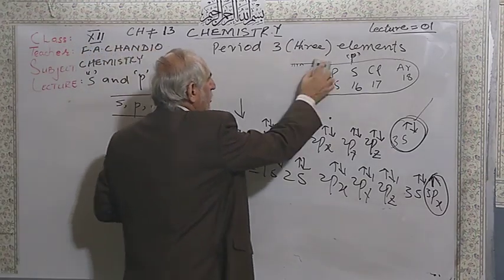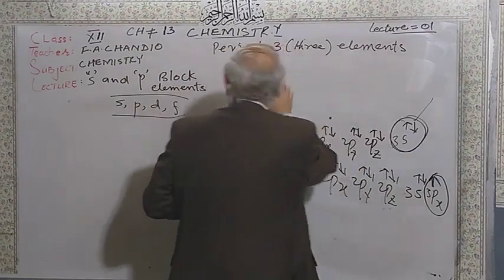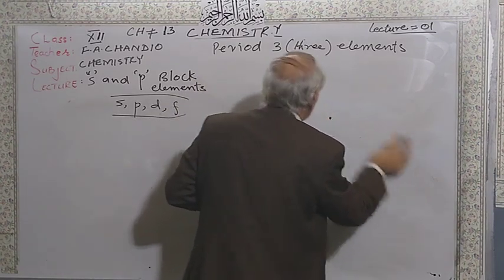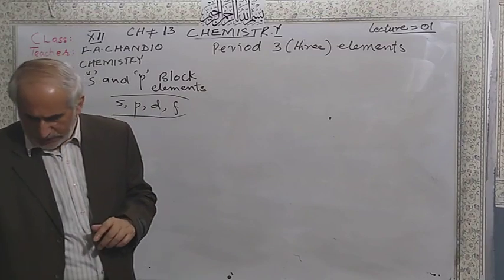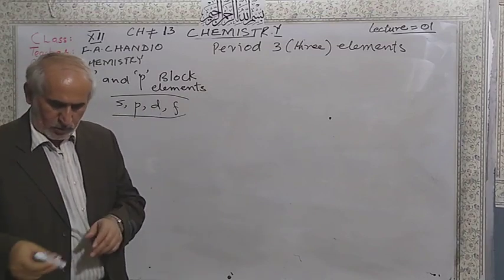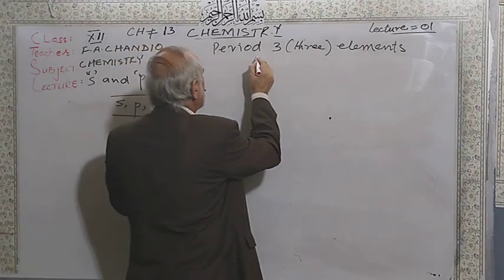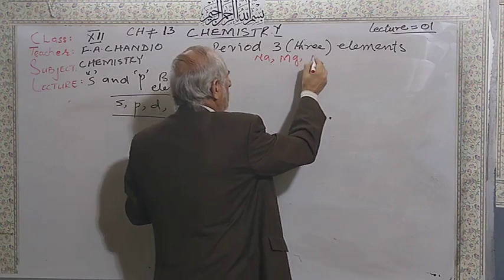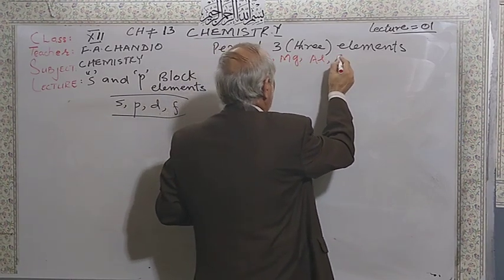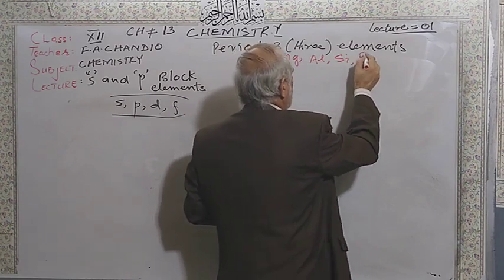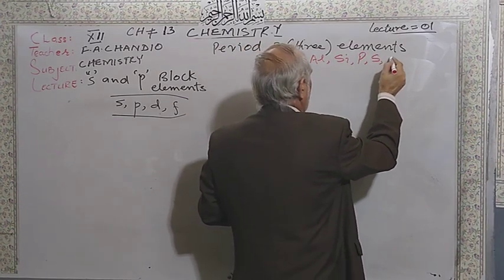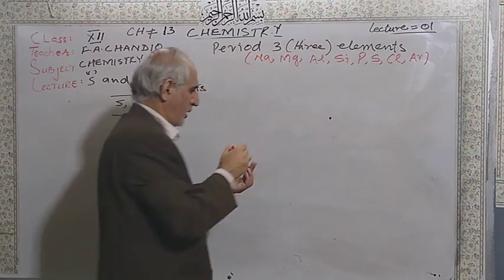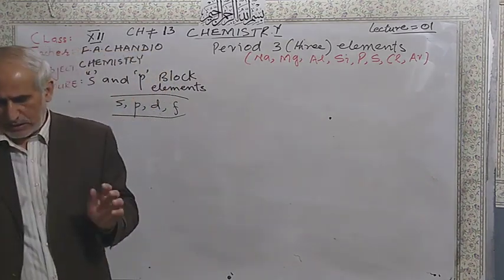We are talking about the period 3 elements. Period 3 elements means I'm writing here sodium, magnesium, aluminium, silicon, phosphorus, sulfur, chlorine, and argon. These are the period 3 elements we are going to discuss.